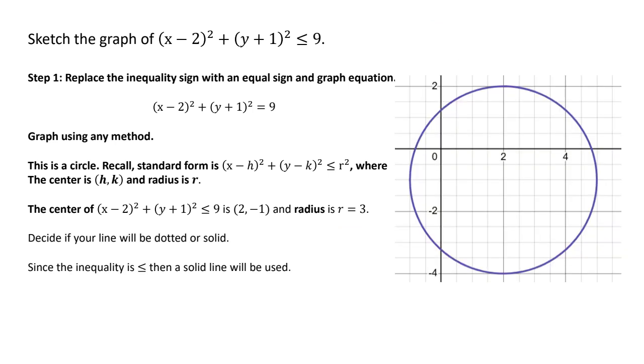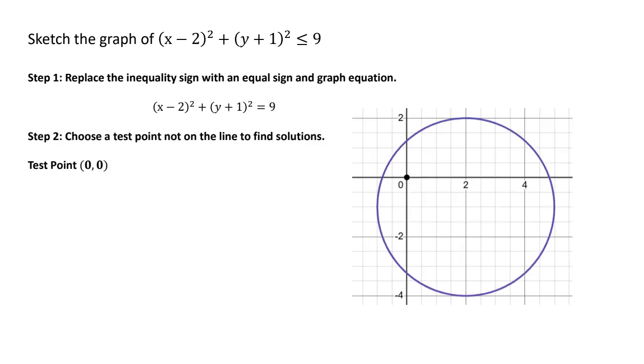So to graph this, we would go to the center, which is 2 and -1, which is right here where my mouse is. And then from that point, we're going to go up 3 units, and then we're going to go down 3 units, and to the left 3 units, and then to the right 3 units. Our inequality is less than or equal to, so we need to decide if it's going to be solid or dotted, and in this case it would be solid. Okay, let me go back here.